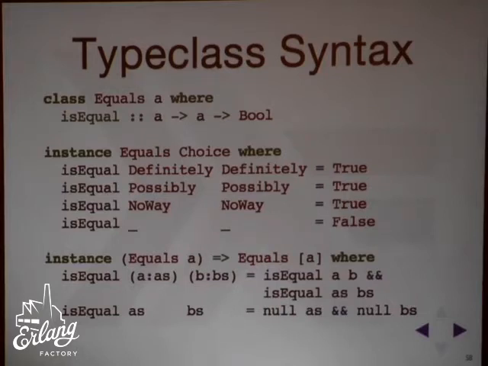But if you were to define an is-equal function that would take anything that implements the equals class and tell you whether 2 instances of that class are equal or not. So we have our choice type from before, and we write all this boilerplate. Like we pattern match on the definitely constructor, and if they're both that, then it's true. And then all the other cases, and then if it's anything else, then it's false. And then we can implement this for lists by saying that if A is equal to B, and A's are equal to B's, like the tails are equal, and then if at the end they're 2 empty lists, then lists are equal.